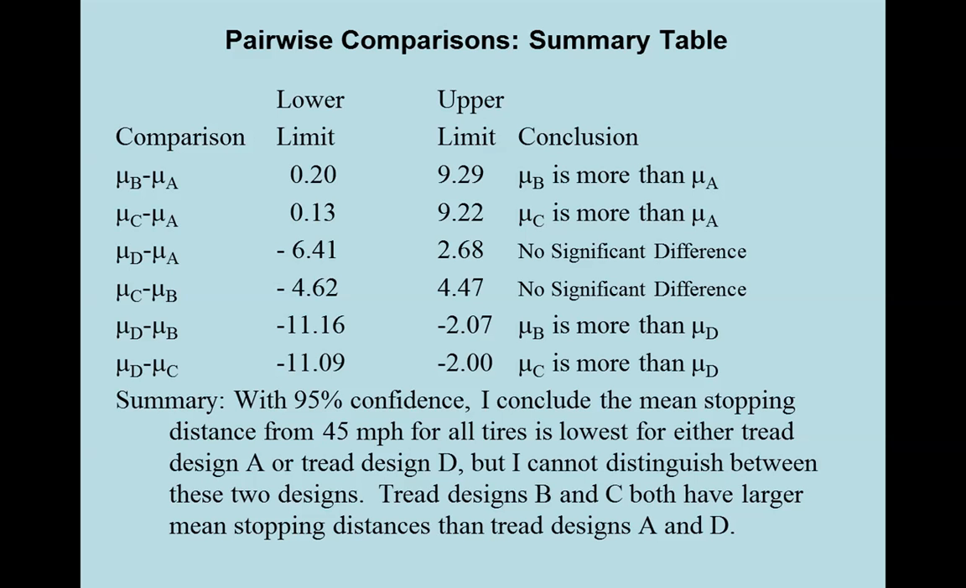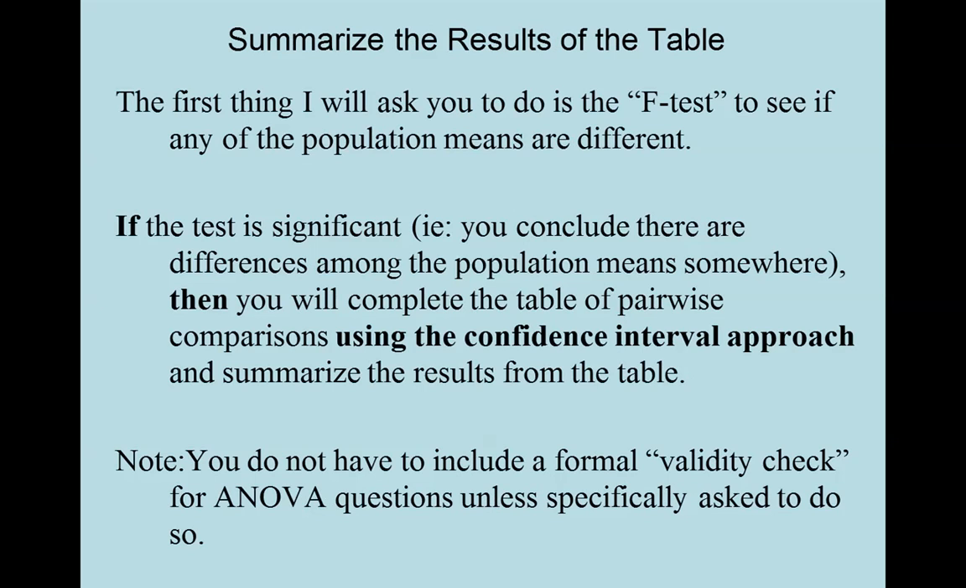So this is the type of analysis you would do after the ANOVA F test. If you get a small p-value, you reject the null and say yes, somewhere the means are not all equal. So the first thing I would ask you to do is the F test, right, to see if there's any usefulness in looking more deeply at the information. So if the test is significant, so you conclude there are differences among the population means somewhere, then you would complete the table of pairwise comparisons, or the Tukey multiple comparisons, using the confidence interval approach.